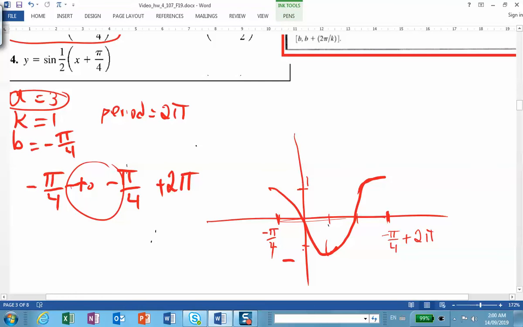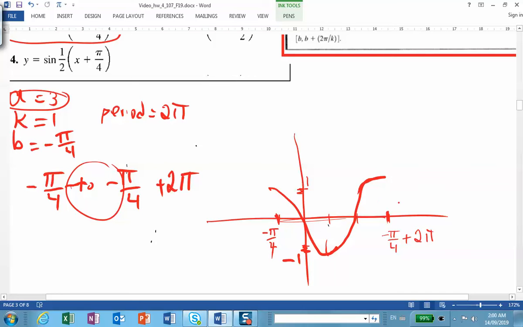There's minus 1, there's 1. So we have to fit a cosine. Cosine looks like that in one period. We start at minus pi over 4, and it goes to minus pi over 4 plus 2 pi. It goes one period, 4 of these, one period, 2 pi. Okay?